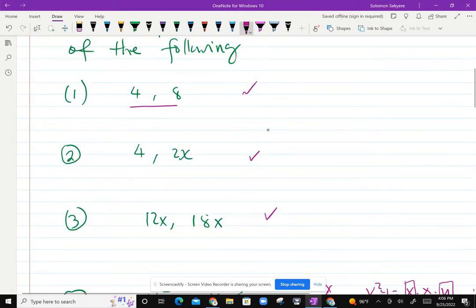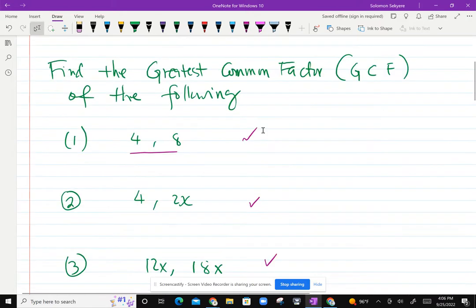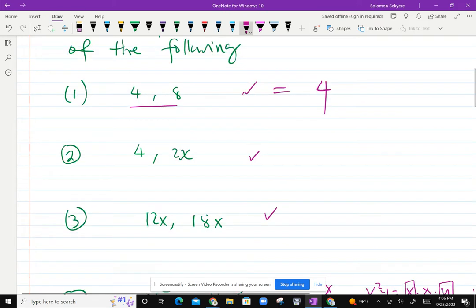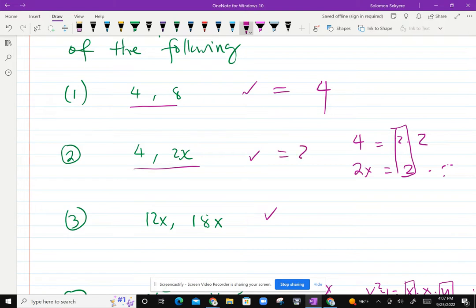If I give you 4 and 8 and I say find the greatest common factor of 4 and 8, what would that be? The greatest common factor of 4 and 8 will be 4, right? What about the greatest common factor of 4 and 2x? This is 2 times 2. This is 2 times x, right? So what is common to both? The only thing common to both is 2. So the greatest common factor here is 2.